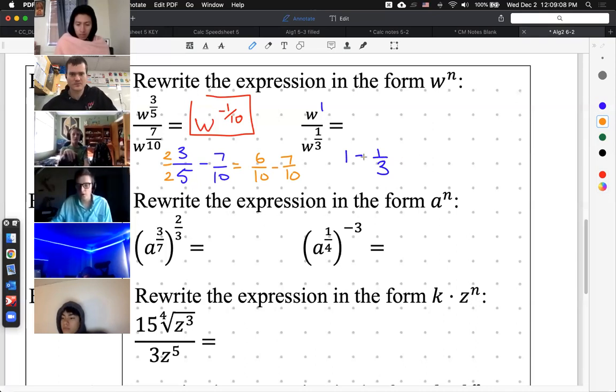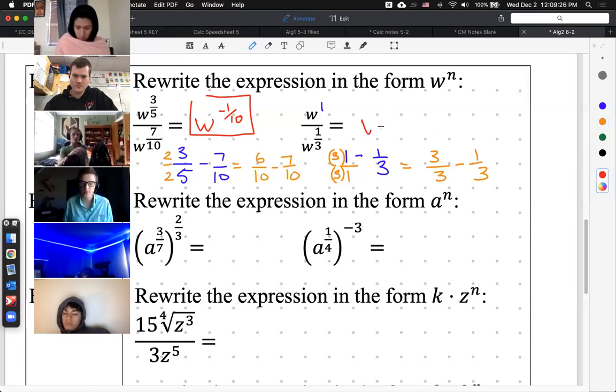So the whole number 1 is also the fraction 1/1, and we need to have common denominators. So if we multiply the whole thing by 3 on the numerator and denominator, we'll get 3/3, and 3/3 minus 1/3 is 2/3. So your final answer will be w to the power of 2/3. There it is. Thank you.